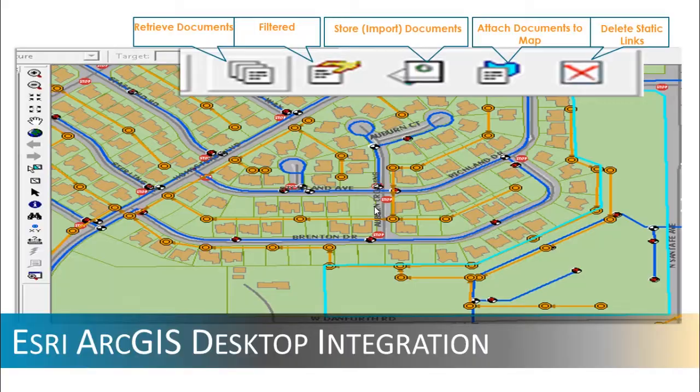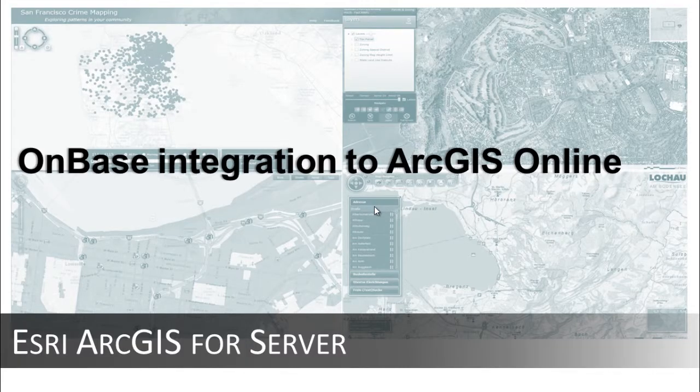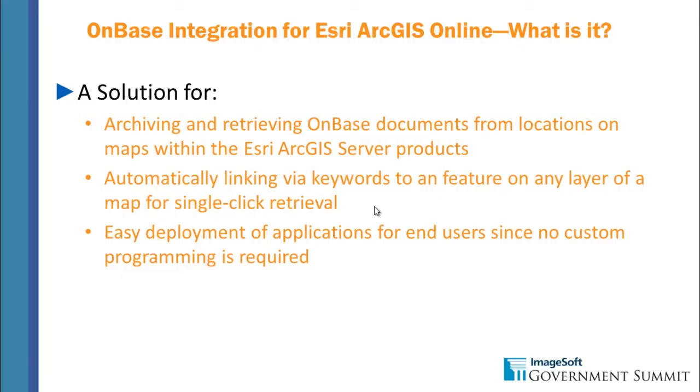So, OnBase integration with ArcGIS Online. What is that? Like I mentioned, those two products, the OnBase product and ArcGIS Online, are kind of the future of what we're doing. They're server-based. They have more functionality than what we've got in the standard version. You can automatically link keywords, which I'll show you, and you can deploy it across an organization much more easily than if you had desktop applications all over the place. It's very scalable.